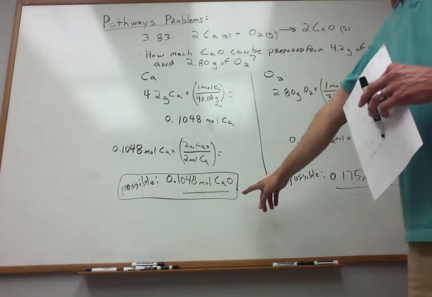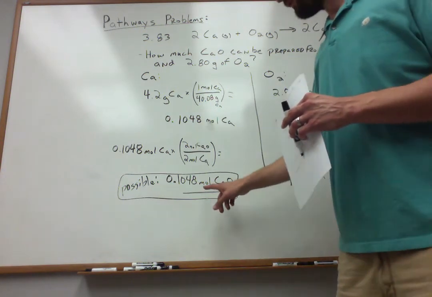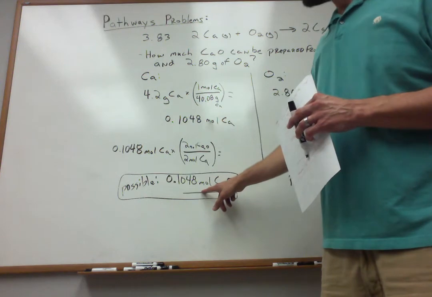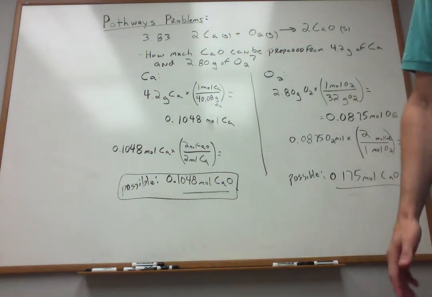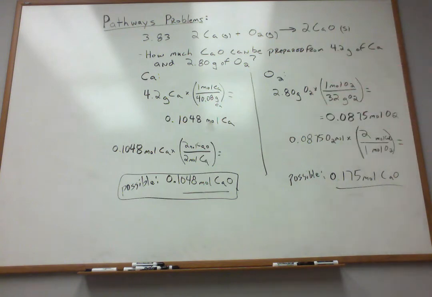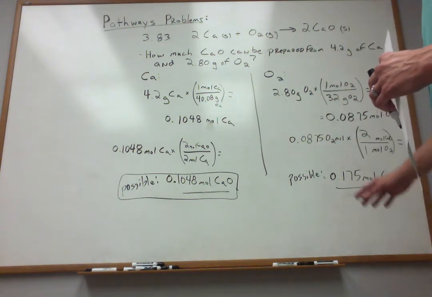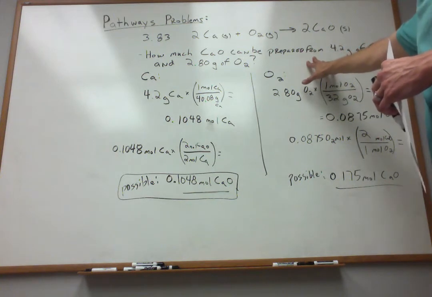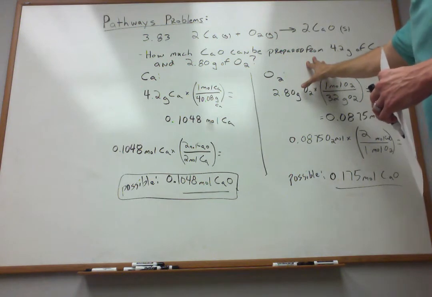The number which is smaller is going to reflect reality, because after you create this much product, you're going to run out of one of your ingredients. You're going to run out of one of your materials, and the reaction is going to stop. It will no longer proceed, okay? So when you're faced with a problem like this, a limiting reagent type problem, which is one of the harder types of problems for this chapter, okay?